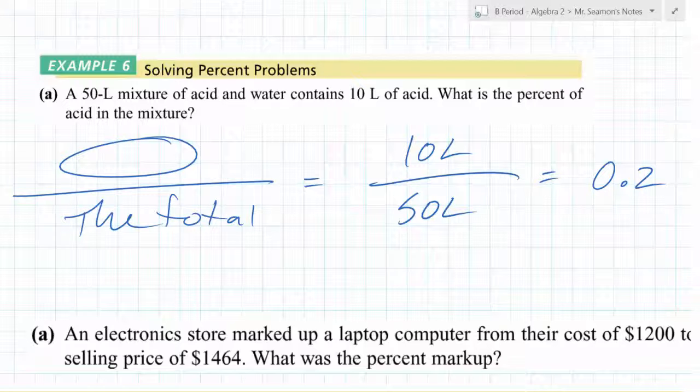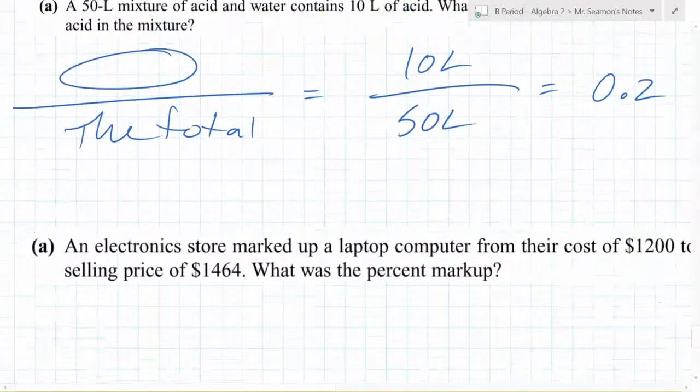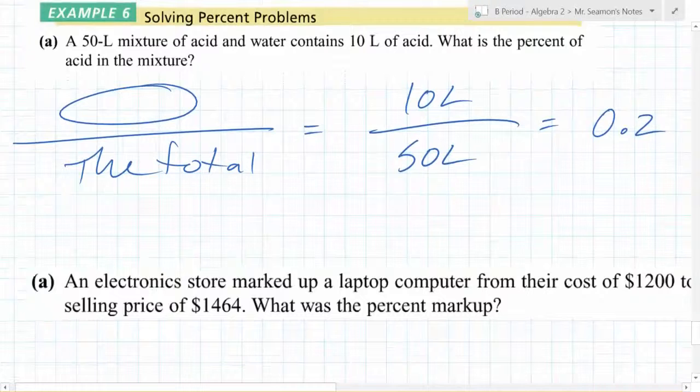of the thing you want is there, and then you need to know how much of everything is there. Does that make sense? Okay, so we're at 20%. That's nice. What's the easiest way to turn the fraction into a decimal?